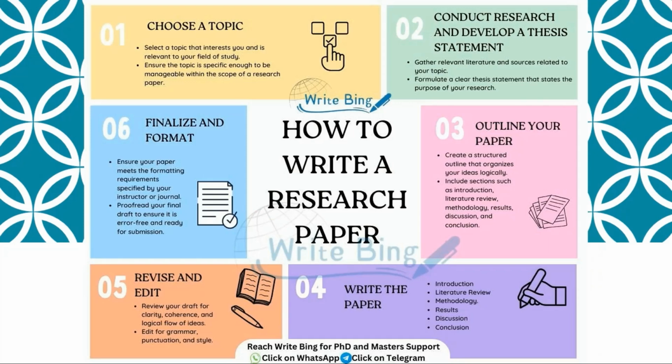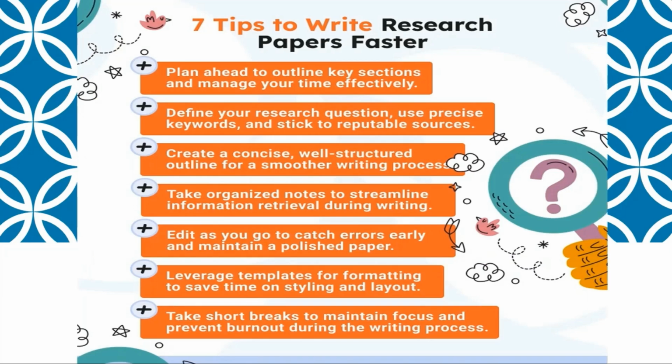Thereafter, you have to come to the objectives in case of the introduction. So here are the 7 best tips to write a research paper faster. First one, plan ahead to outline the key sections and then manage your time effectively. Means the background, historical designs, definitions, key terms have to be used very specifically in your introduction. Then define your research questions, means you have to make your objective very precise and repeatable.